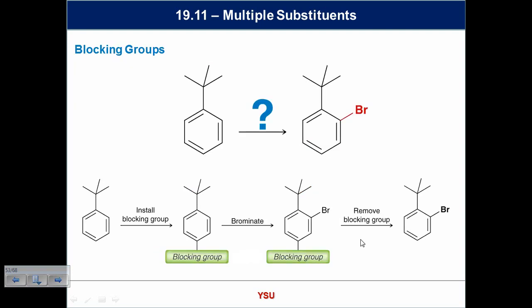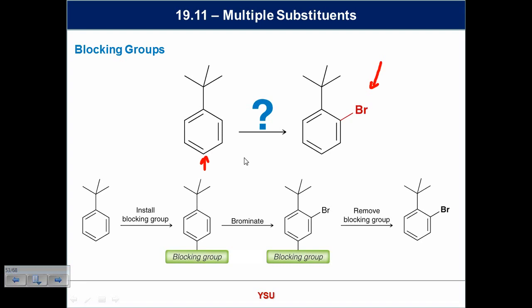We'll also use a blocking group, a protecting group. And we'll use sulfonic acid to do this. Again, the idea being, what if you absolutely desperately need your bromine to go there? If you react this material with FeBr3 and Br2, where will the bromine go? The para position. It will go here because the ortho position is blocked. So how do you avoid that? How can you force the bromine to go where it doesn't necessarily want to go?